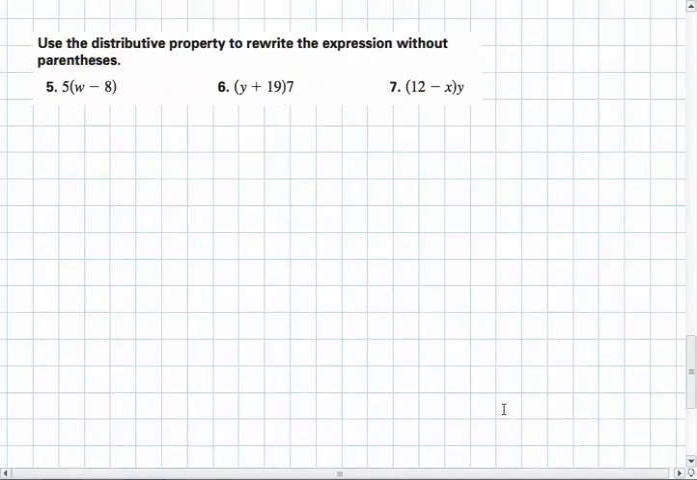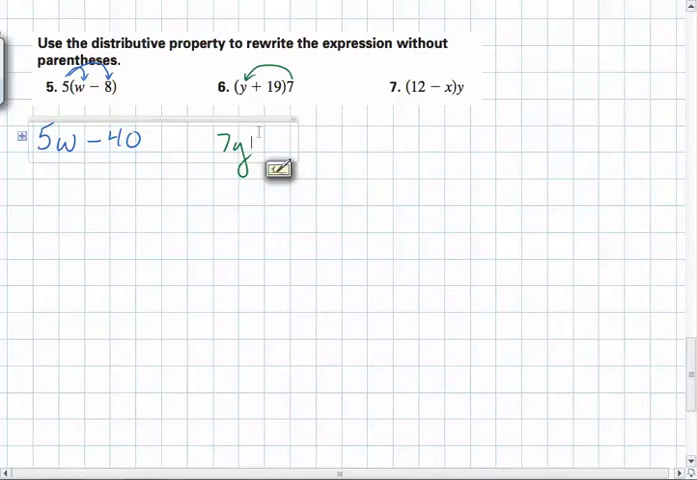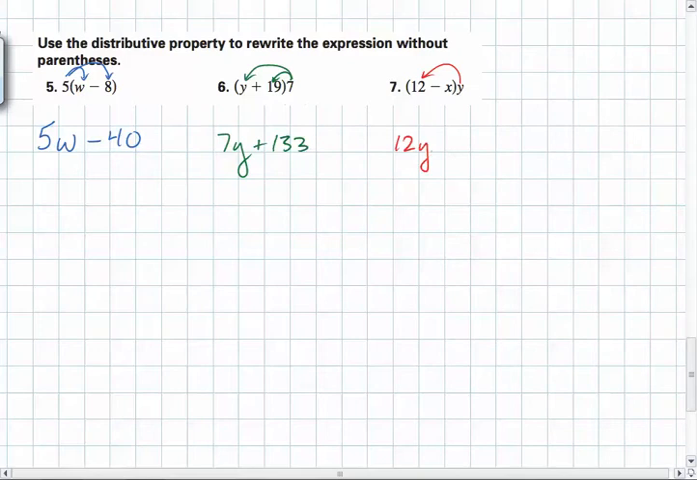So how would we use the distributive property to rewrite expressions without parentheses? You need to distribute into them. So in this equation, 5 gets multiplied by w to get 5w, and 5 gets multiplied by -8 to get -40. In the second equation, 7 gets multiplied by y to get 7y, and 7 times 19 comes out to be 133. Last, we have y times 12, which is 12y, and y times -x, which is -xy.